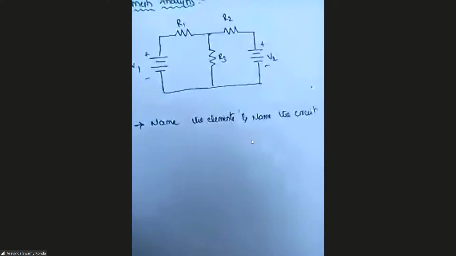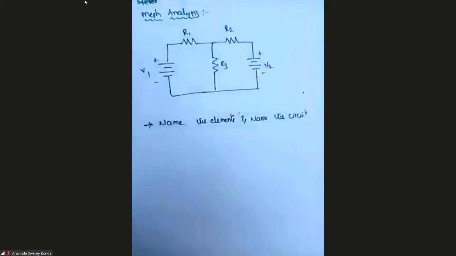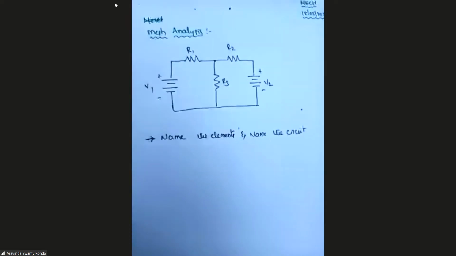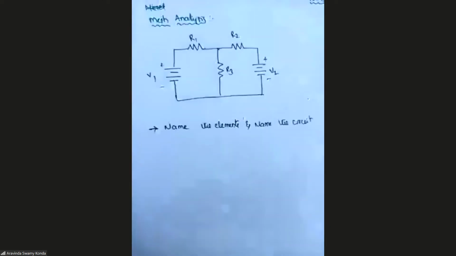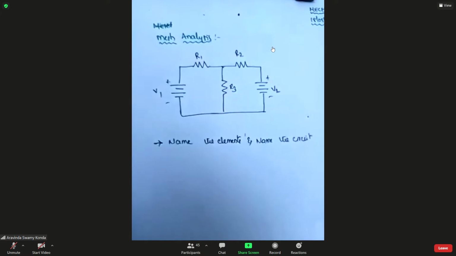In some of the problems, they do not give R1, R2, R3, V1, V2. They give directly 15 volts, 20 volts, 15 amperes, 10 amperes, like that. For that, we want to write the equations. It is very familiar to write the equations in terms of R1, R2, R3 and V1, V2. So first name the elements and then name the circuit.